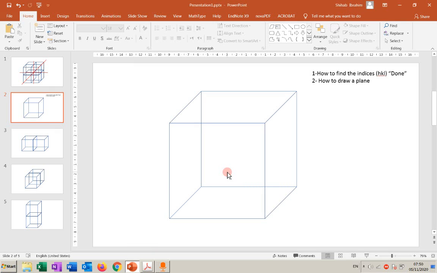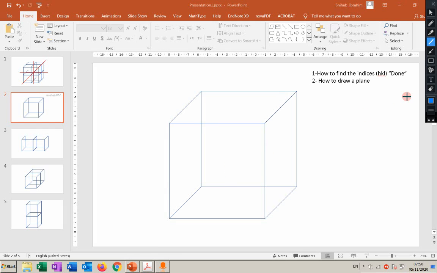Now, let's have some other plane with 0 inside it. Now, let's say we're going to do 2, 0, 1. It's a plane. From HKL, we'll find the intercepts A, B, C. First, we'll find the A, B, C, the intercepts. Then we'll decide the location of the origin, and then the drawing.